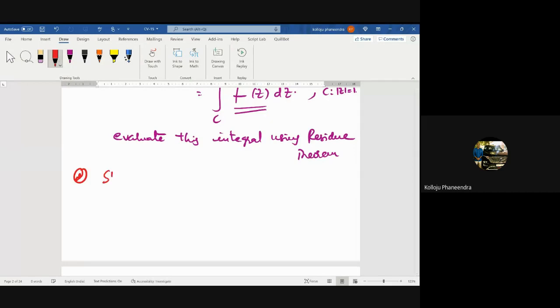Show that the integral from 0 to 2 pi of 1 by 1 minus 2a cosine theta plus a square d theta equal to... Let me tell you first, instead of cosine 2 theta I will take 1, because the cosine problem is solved in the textbook. I think, just wait, this is an exercise problem.